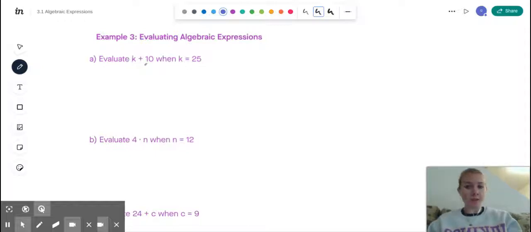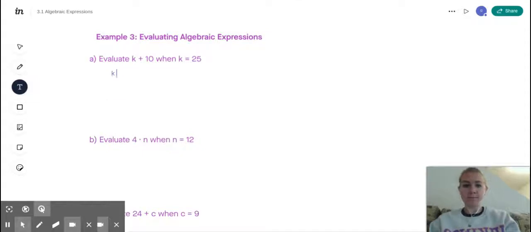So k plus 10 is our algebraic expression. So I'm going to go ahead and get that down here. We have k plus 10 when k equals 25. Okay, so the first thing we're going to do is substitute 25 for k. So we know k equals 25, right? So instead of k, I'm going to type 25 plus 10. Okay, so we substituted 25 for k.